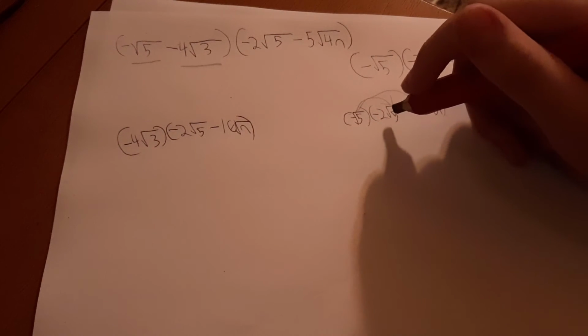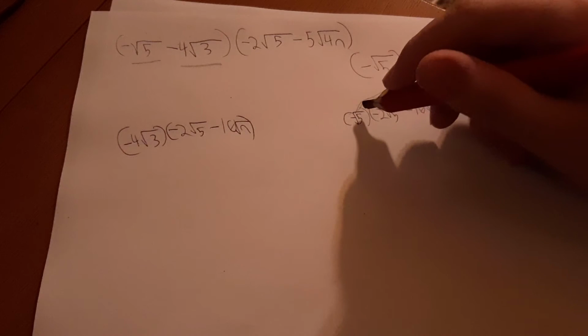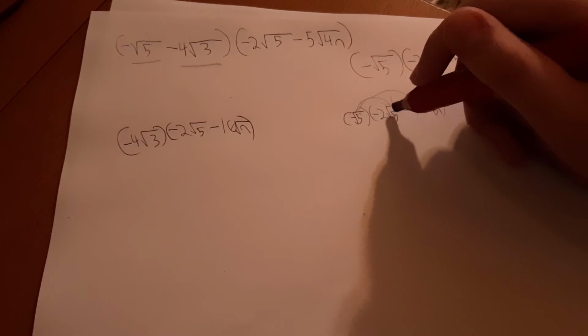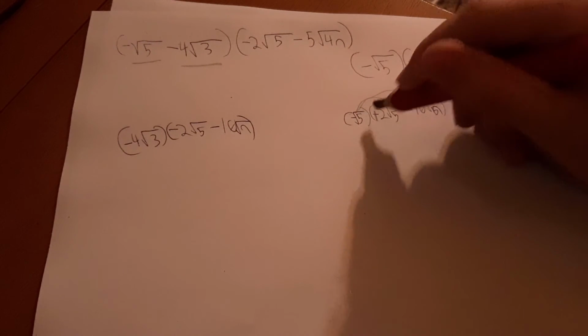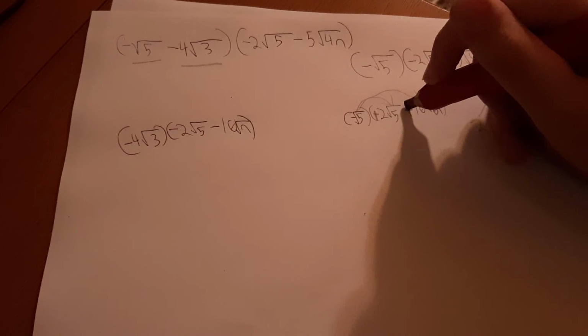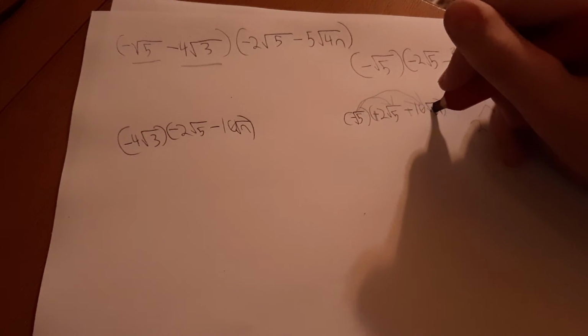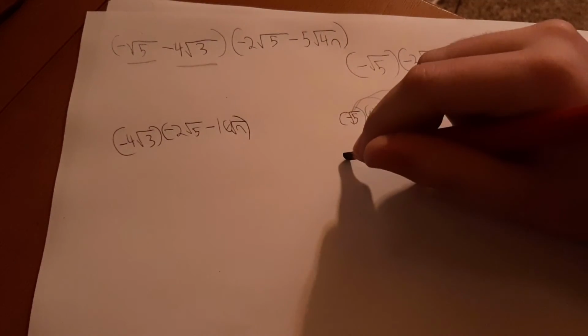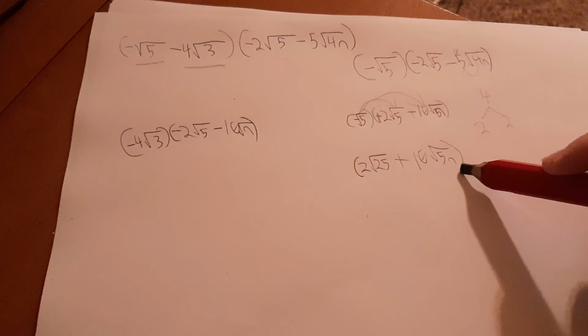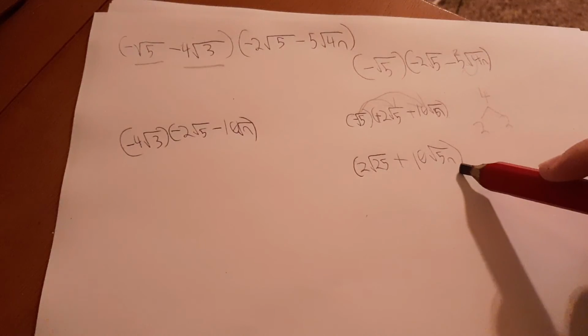Foil them together. A 5 times a 5 in the radicals would be 25. Our negatives are going to turn into positives. And we can move a 5 into here. Let's go ahead and write out what we just said, shall we? And there we go. We now have the first part of our equation finished.